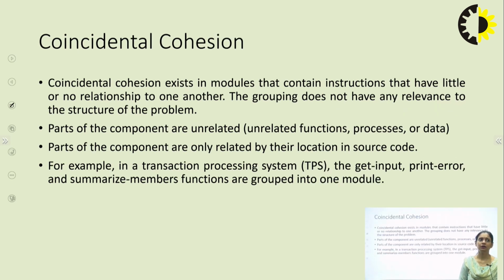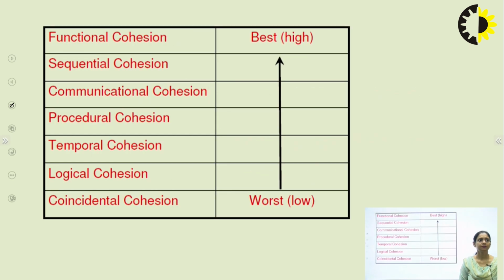The next one is coincidental cohesion. Coincidental cohesion exists in modules that contain instructions that have little or no relationship to one another. They are totally independent from each other. So the parts of the components are unrelated. That could be unrelated functions, processes, or data. They are not affecting the working of one another, the working of one process is not affecting the working of the other process.